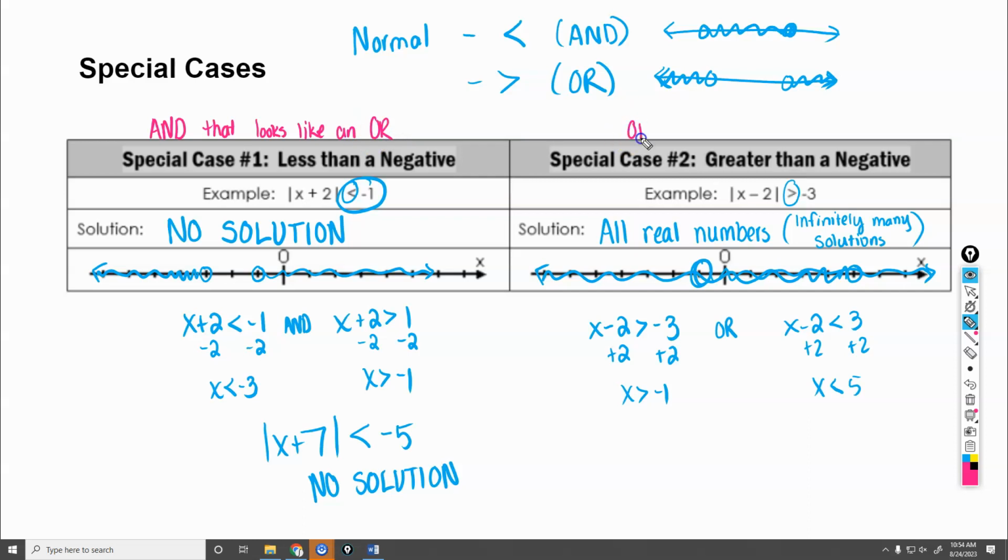And this is going to be an or problem that looks like an and problem. Right, so you got an or problem that it's actually overlapping. That's going to be all real numbers every time. And if you think about it, you got absolute value greater than a negative number. When you take the absolute value of something, it makes it positive, right? And a positive is always greater than the negative number. So anything could make this true. So you may run into these. You're not going to see them a lot, but you may run into these occasionally. The majority of the problems are going to look like the others that we've done.